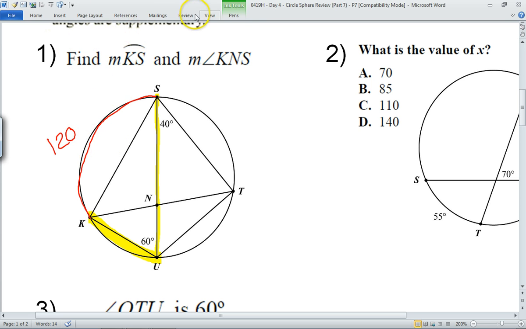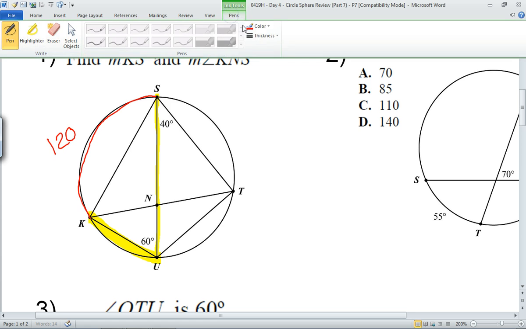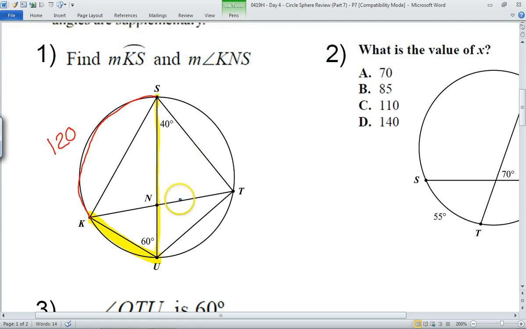All right, in the same way, you should be able to tell me about arc UT. What's the measure of arc UT? 80, Connor said. It's the same thing, it's double 40. All right, just like the 60 we doubled it, the 40 is doing the same thing to the 80. Does that make sense? You see it?